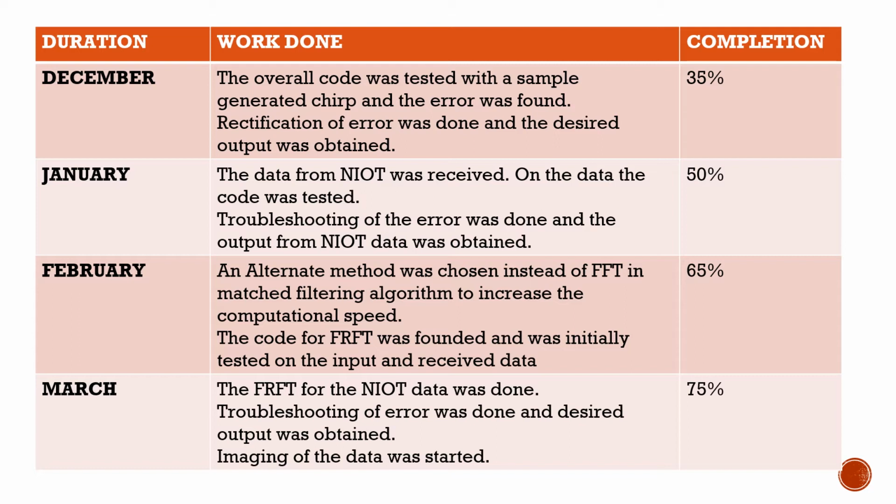February was a time when we started looking for alternative methods instead of FFT in match filter algorithm. We came to know that FrFT, that is fractional Fourier transform, was the most suitable method. In March, we compared both the output of FFT and the FrFT code. Different features of the same were studied and we started imaging both the codes. For this, different group members were studying different imaging techniques. This corresponds to the 75% of our project.